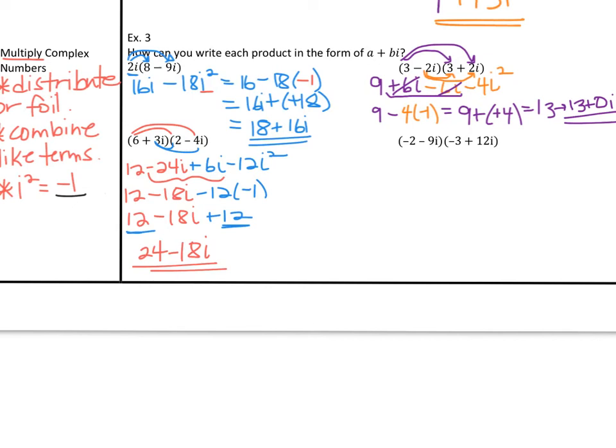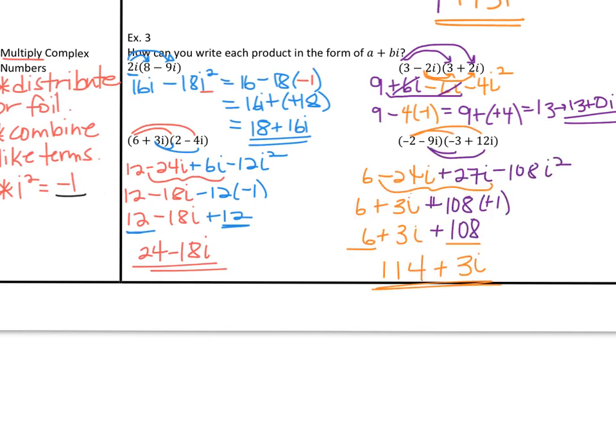All right, please try that last one. Pause the video and FOIL them together. Then combine like terms and press play when you're done. All right, let's see how you did. I took negative 2 times negative 3 and got positive 6. Negative 2 times 12i and I got negative 24i. Then I took negative 9i times negative 3 and that gave me positive 27i. Negative 9i times 12i would be negative 108i squared. I combined like terms and simplified my i squared to negative 1, and I ended up with 114 plus 3i.